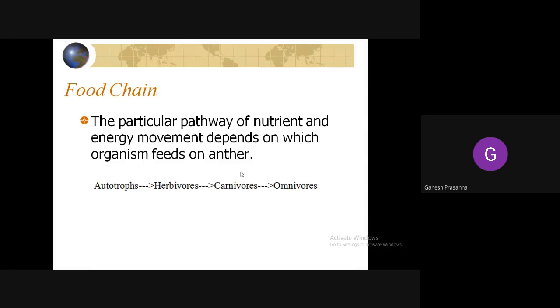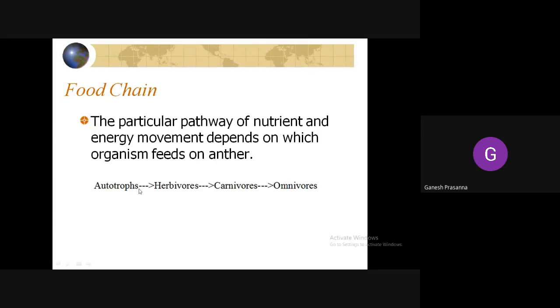Like, autotrophs produce the food which in turn is consumed by herbivores. Herbivores are consumed by carnivores, and carnivores are consumed by the omnivores. This is a general cycle. You cannot say that omnivores will be consuming the autotrophs. It is a general cycle.